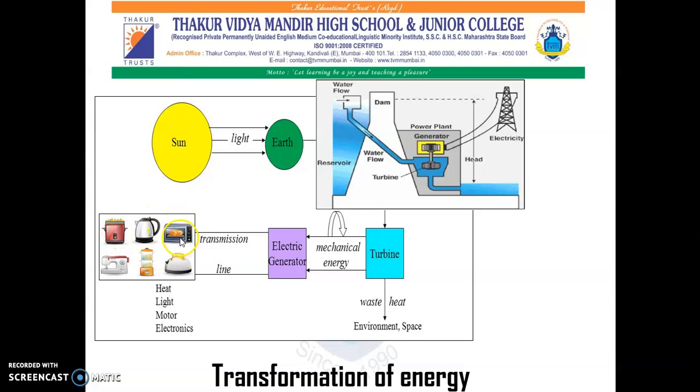Like in an oven, the electricity is converted into heat energy. When the machine is run, the electrical energy is converted into sound energy and mechanical energy. In the mixer grinder also, it is converted into sound and kinetic energy. So in this way, the transformation of energy is taking place from one form to another.